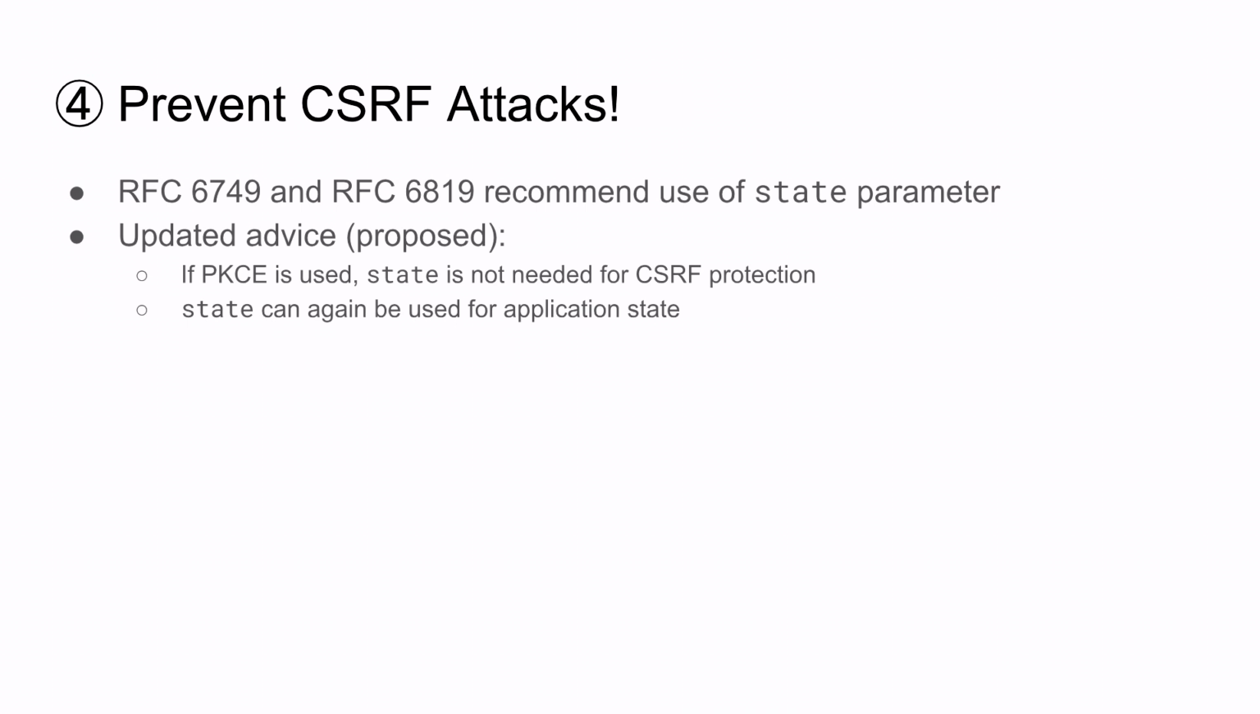Okay, fourth one, prevent CSRF attacks. That's not a new one, but already in the old RFCs it says use the state parameter. But as I said before, if you use PKCE and the client and the authorization server both support PKCE, then you get CSRF protection for free. So you don't need to use state any longer. You don't need to think about random numbers, except for the one for PKCE. So use PKCE, then you don't need to use state any longer. Then you can use state for its original purpose, namely just some application state.